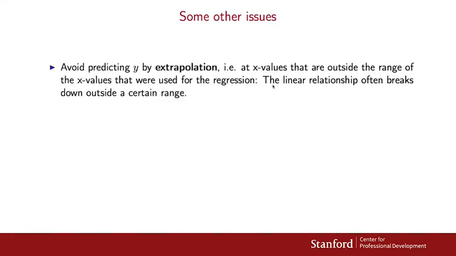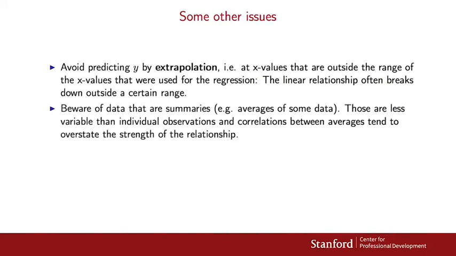Here are some other issues that you should keep in mind when doing regression. Remember, the main purpose of regression is to predict. Prediction should not be done at x values that are outside the range of the x values that were used for the regression. The reason for this is that oftentimes the linear relationship only holds for a certain range. We have no reason to suspect that it holds outside the range of the x values which we look at.